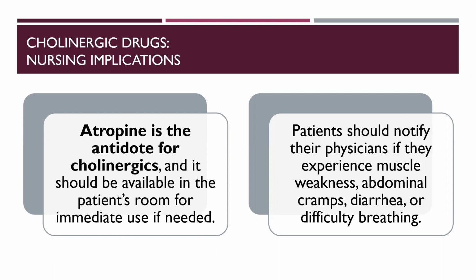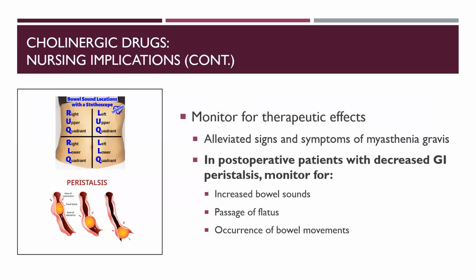So nursing, atropine is the antidote for cholinergics. It's written right there, and should be available for patients in the room for immediate use if needed. That's one of those you do want to know when you go out into practice, that atropine can be used for bradycardia and is the antidote for cholinergics, because it's something you want readily available to grab. And you want them to notify their physicians if they're experiencing muscle weakness, abdominal cramps, diarrhea, or difficulty breathing.